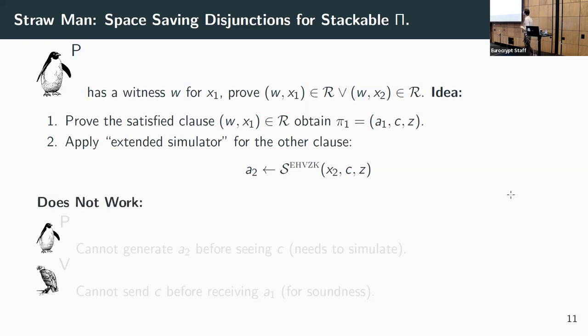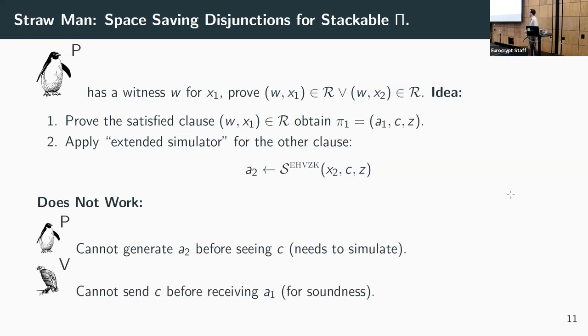Unfortunately, there's a chicken and egg problem here that means that this particular example does not quite work. Namely, the prover cannot generate the first round message for A2 because he doesn't have a witness, he needs C to simulate. At the same time, he cannot send A1 because that will reveal which clause is satisfied. And obviously, the verifier cannot send the challenge before seeing A1, because otherwise the prover could just simulate both transcripts.